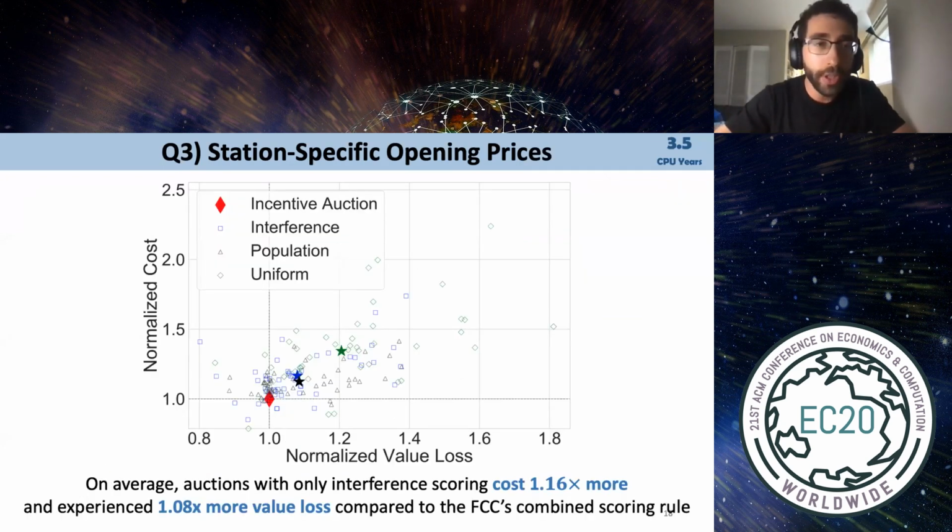We ran simulations using 4 different scoring rules, or methods of setting opening prices. And we were able to find that, in fact, if we'd only used this interference-based scoring, or if we'd let head-to-head competition set the prices and set every station opening at the same price, we would have done worse. So the FCC's combined scoring rule in this red series called incentive auction actually led to the best outcomes.